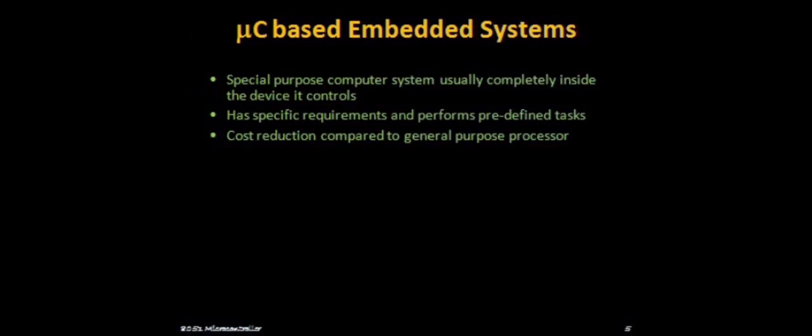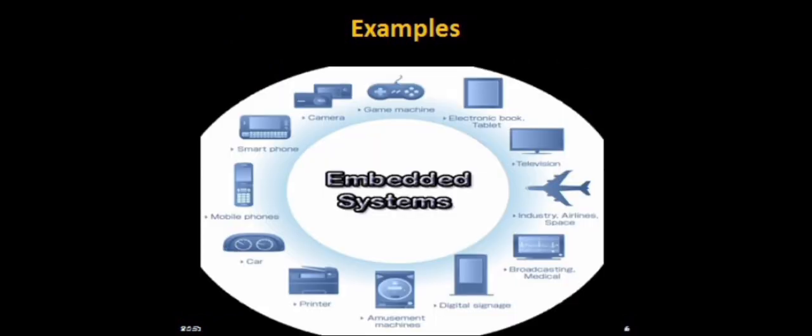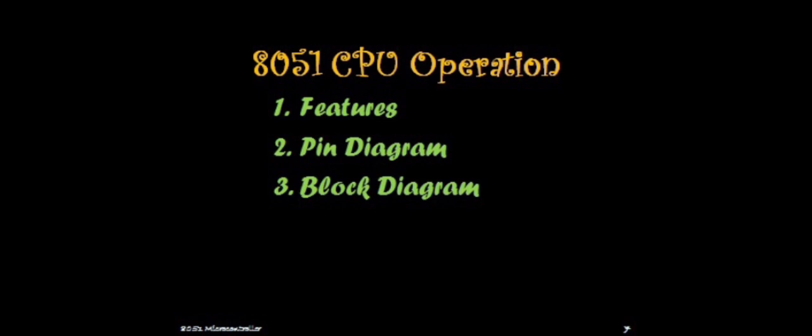An embedded system is a special purpose computer system, usually completely inside the device it controls. It has specific requirements and performs predefined tasks. It reduces cost compared to a general purpose processor. Example: embedded systems. Next we cover the 8051 CPU operation, features, pin diagram and block diagram.